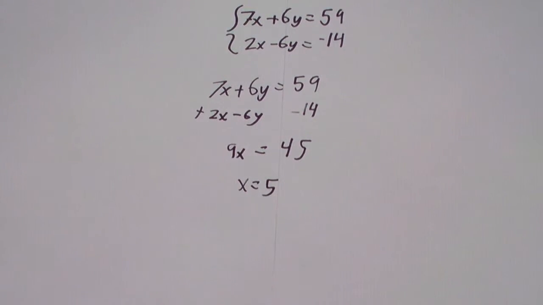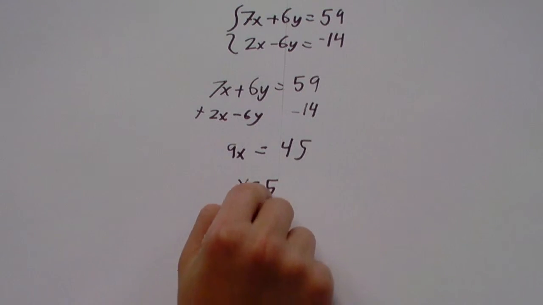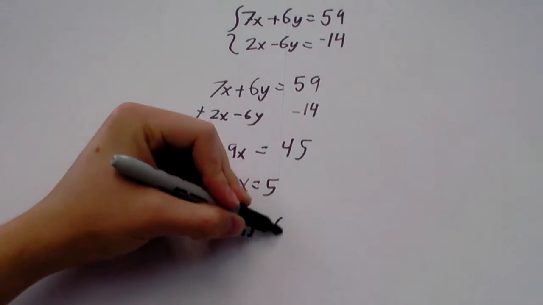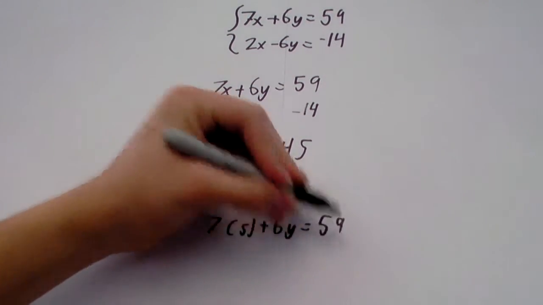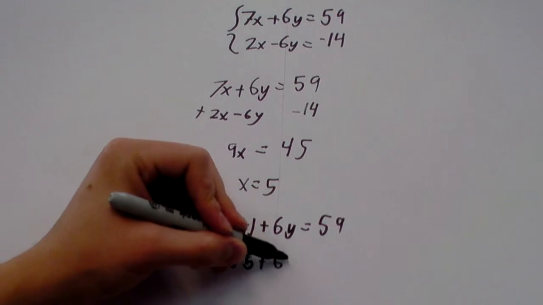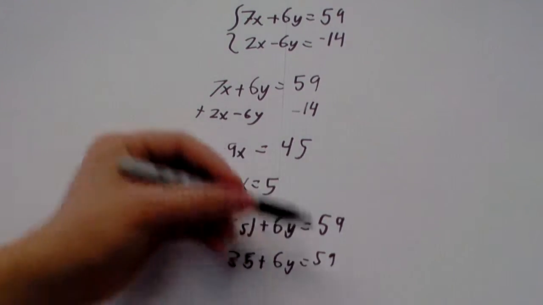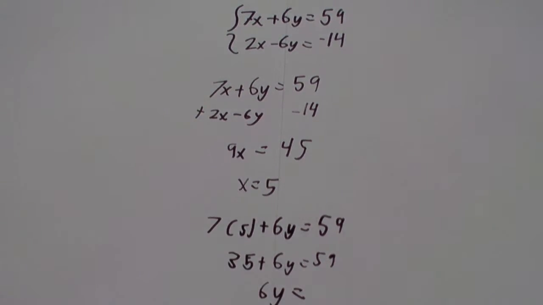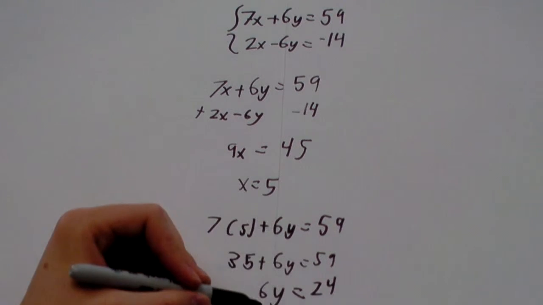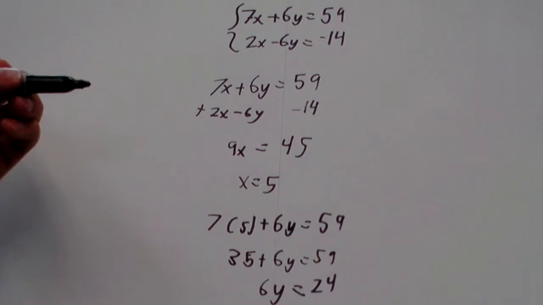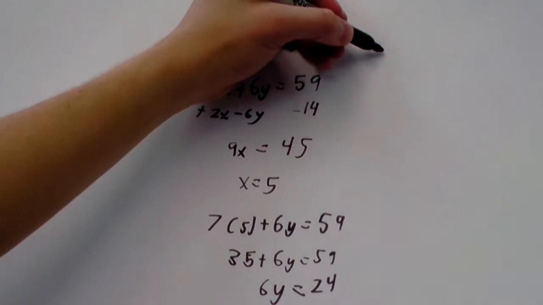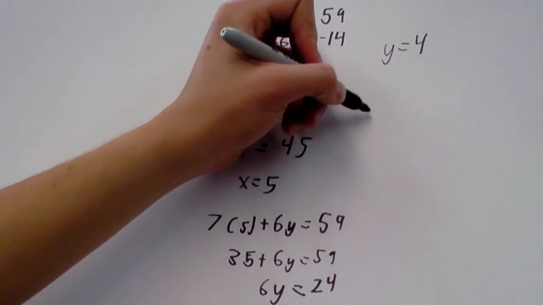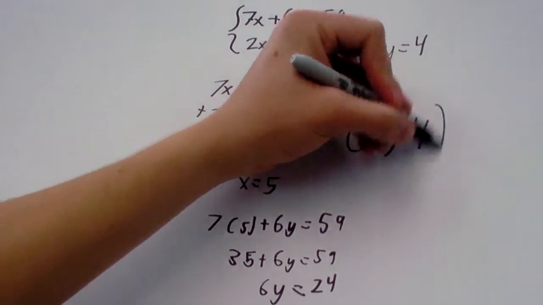There we go. Now, if x is equal to 5, I know that 7x plus 6y is 59, so 7 times 5 plus 6y is 59, or 35 plus 6y. And 59 minus 35, I'm just going to subtract 35 from both sides of the equation here, and that gives me 24. So now I know that y, let me just go to a new cleaner piece of paper here. Now I know that y is equal to 4. So my solution is 5 for x and 4 for y.